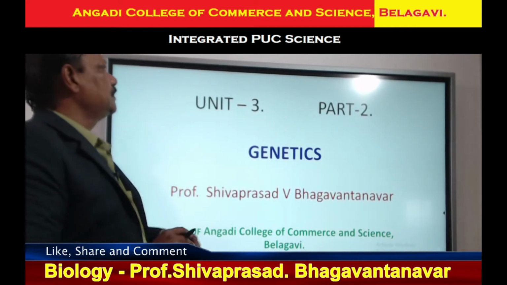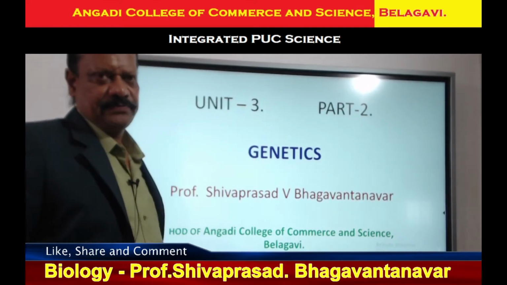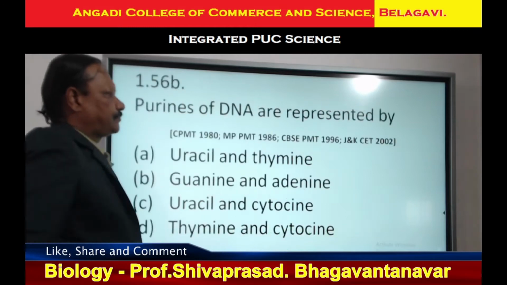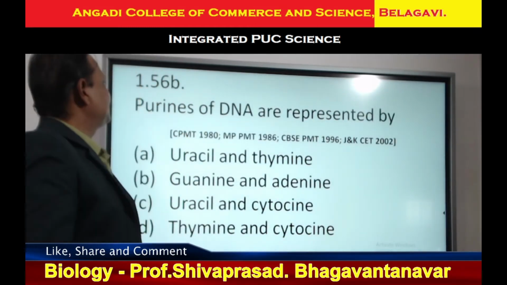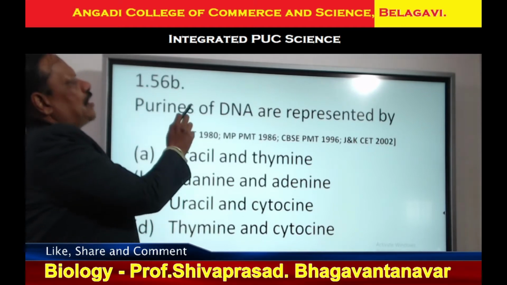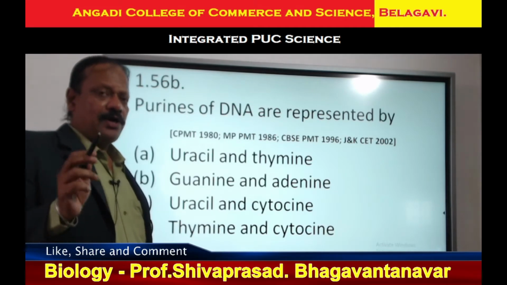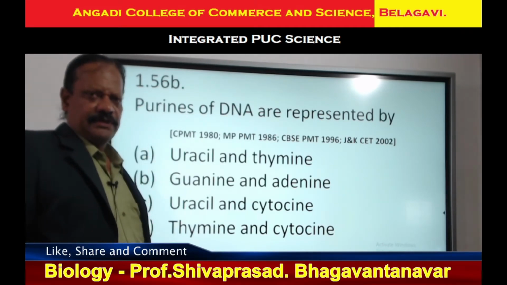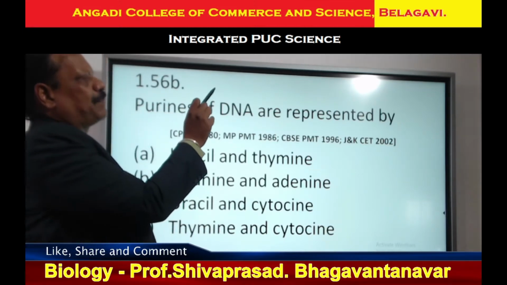Now, Unit 3, Part 2, Genetics. So, we'll go to the question. Now, see here, purines of DNA are represented by. In last class, what we studied, we are continuing it. Okay? Now, see, purines of DNA are represented by.